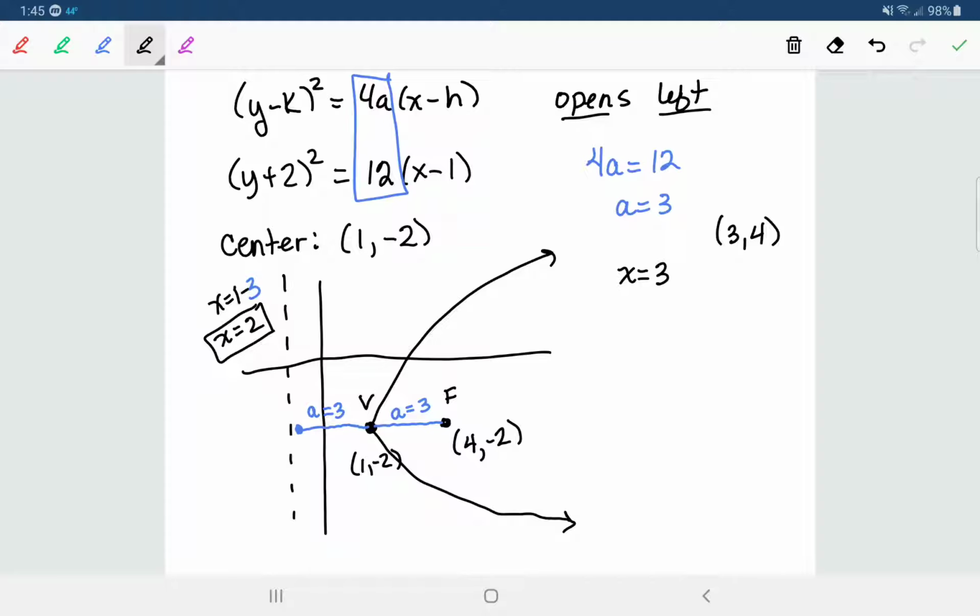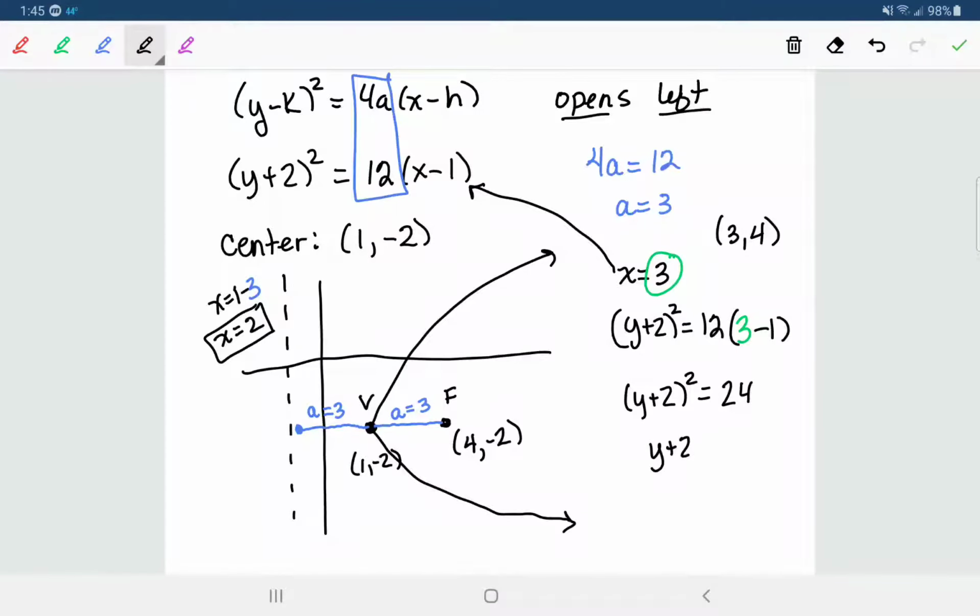What we need to do, though, is put these into our equation, okay? And then we'll solve for y. So we know y plus 2 squared is equal to 12 times, they're asking us what happens when x is equal to 3, so we plug in 3 for x, minus 1, and then we can solve. So we get y plus 2 squared is equal to 24. So y plus 2 must be equal to plus or minus the square root of 24. So y must be equal to negative 2 plus or minus the square root of 24.